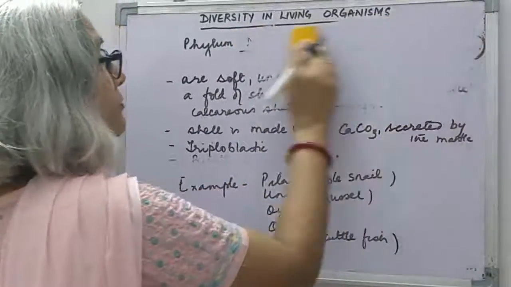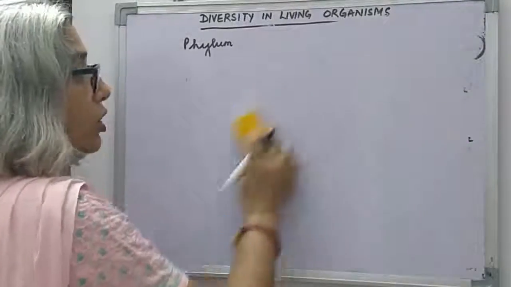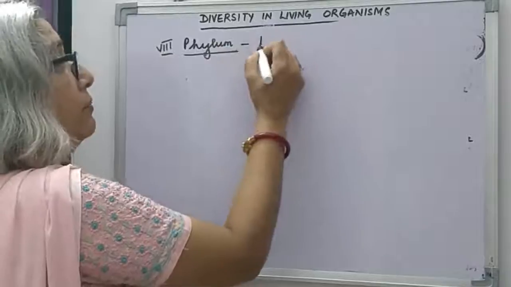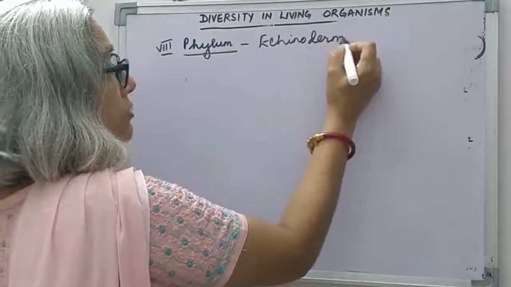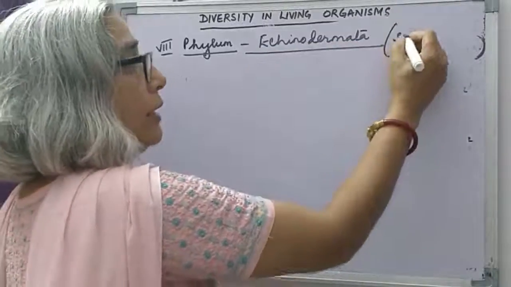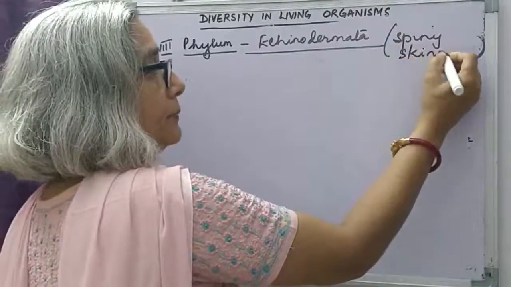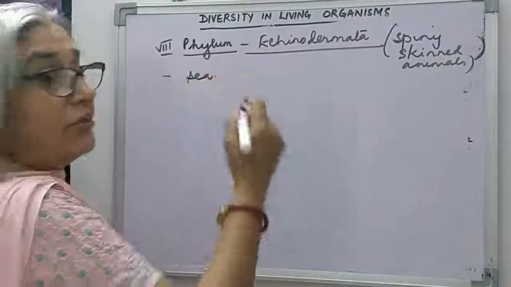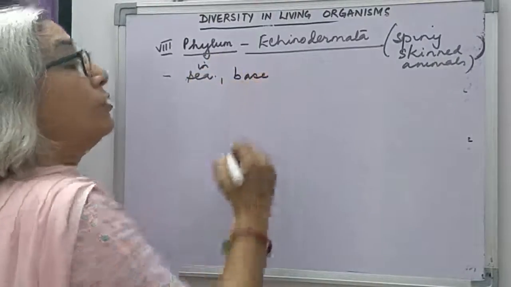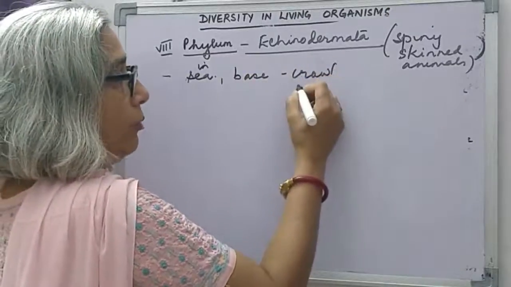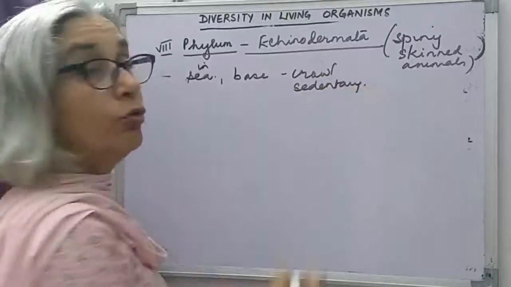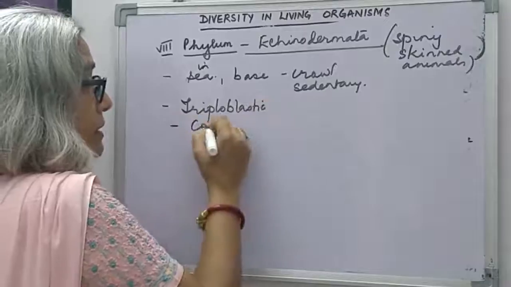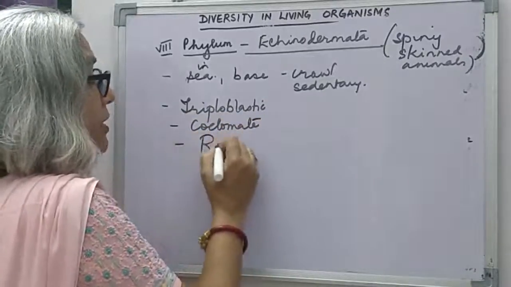Now we move to the next phylum, the last phylum, phylum 8 under non-chordates. I think I have not written the number of the previous phylum. This is phylum Echinodermata, the last phylum under non-chordates. Echinodermata has spiny skinned animals. Again, these animals are found in sea, generally at the bottom of the sea, where they crawl, creep, or they are even fixed, sedentary, and do not move from one place. These are triploblastic, coelomate, and radially symmetrical.